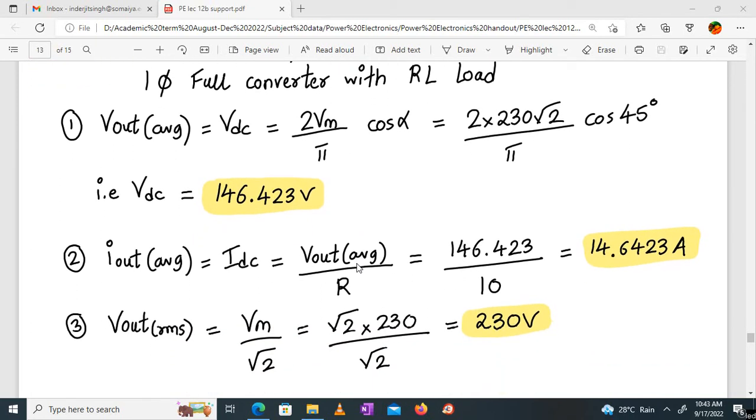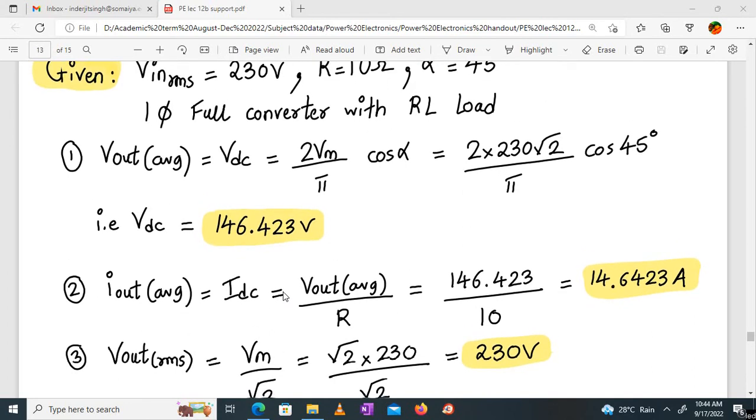Next, we find the value of I out average. That is written as IDC, which is nothing but V out average divided by R. The R value is 10, so it will be 146 divided by 10, which is around 14.6423 amperes. So that will be the value of I out average.